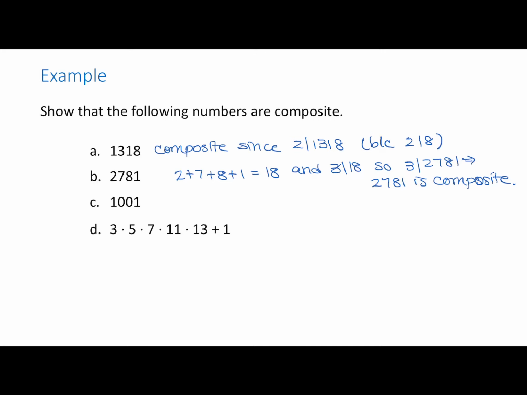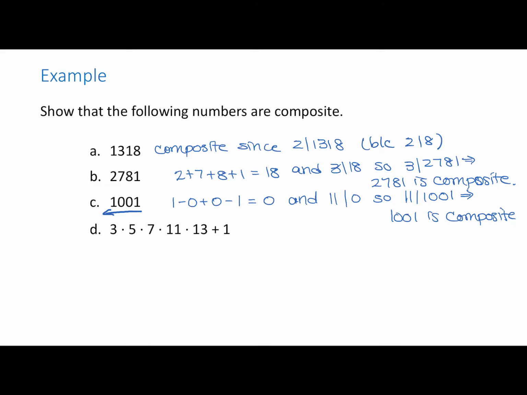What about 1001? You might pause the video and try this yourself and then come back and see what I do. I'm going to do the test for 11. Remember the test for 11, I'm going to start in the ones place and subtract the digit in the tens place, then add 0, and then subtract 1. That gives me 0. And 11 does divide 0. So by the test for divisibility, 11 divides 1001. So 1001 is composite.